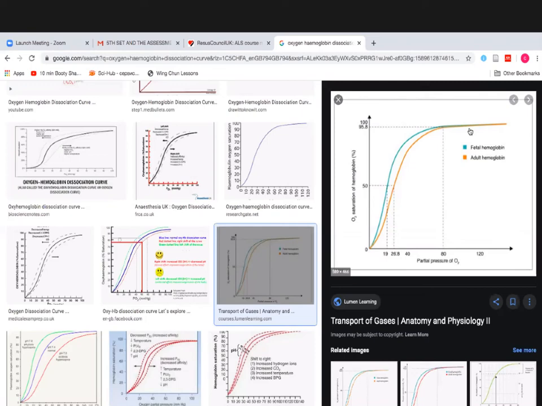So say if the patient is on 100% oxygen, the saturation will be 100, because 100 already has a PO2 again.